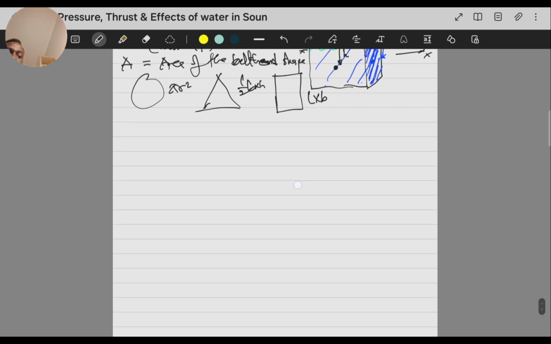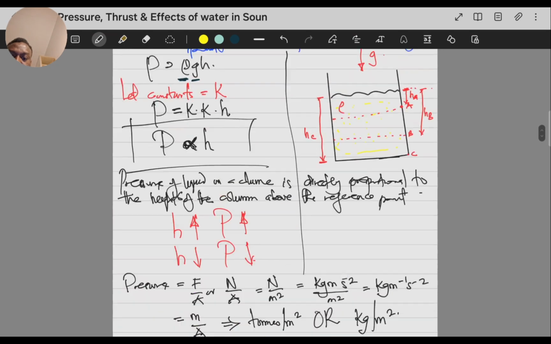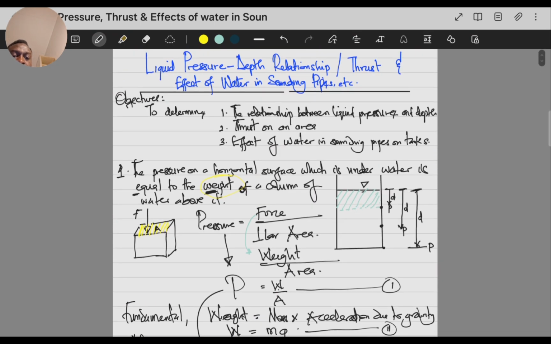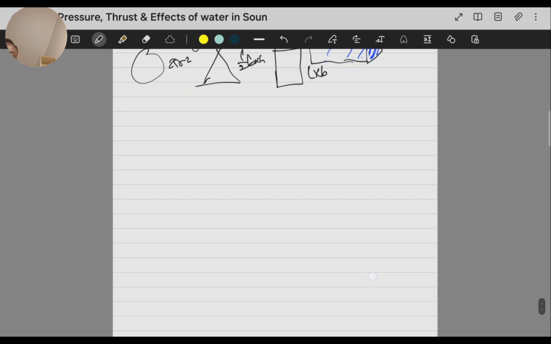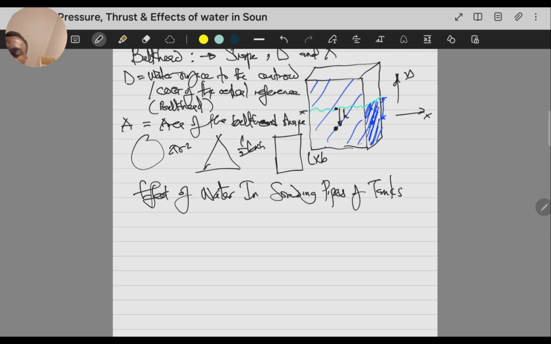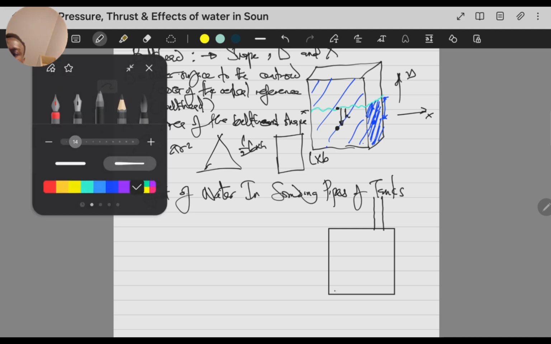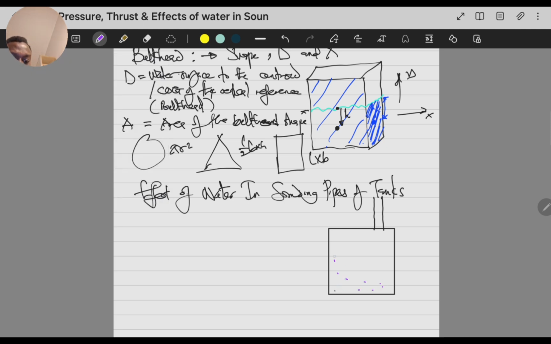Now the next thing is to determine the effect of water in sounding pipes on tanks. This is very simple. So, the effect of water in the sounding pipes of tanks. Let's say this is a sounding pipe. So this tank is filled with water.